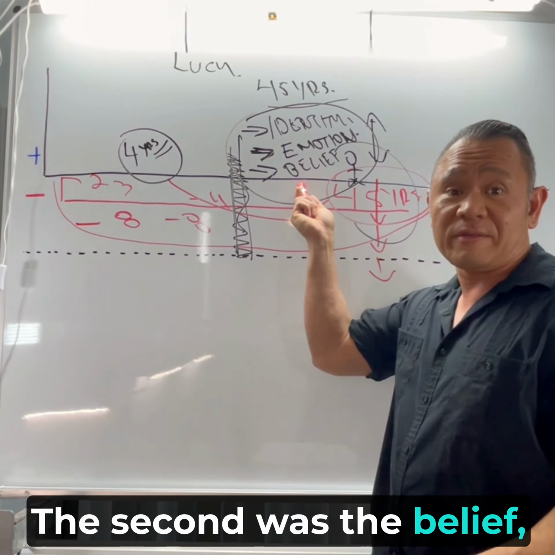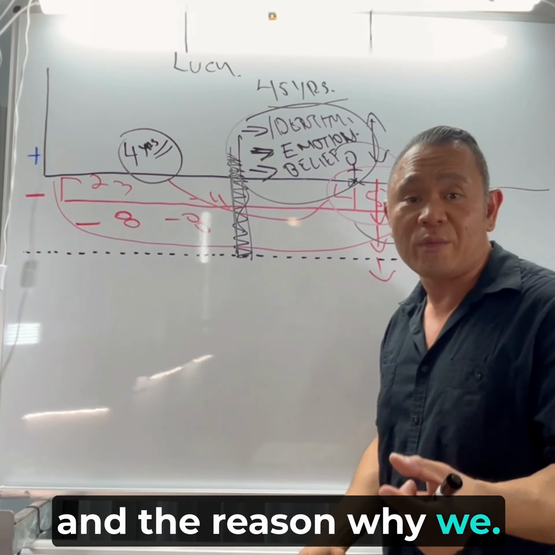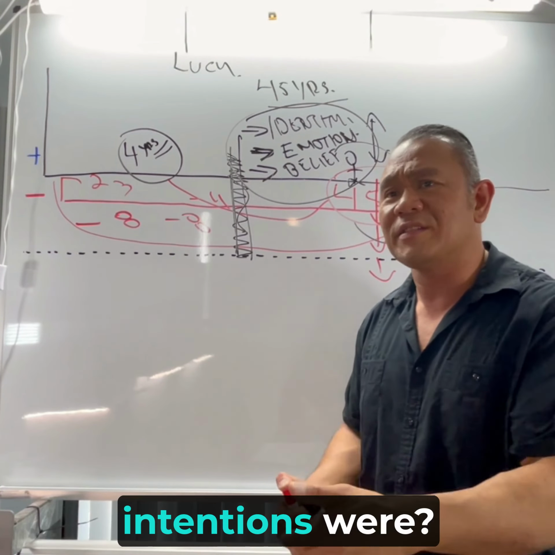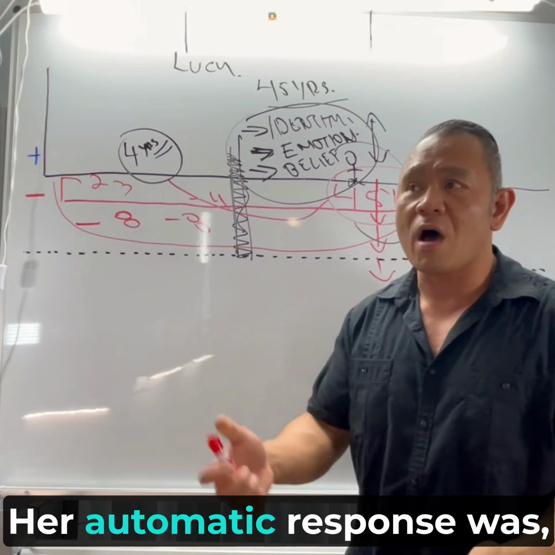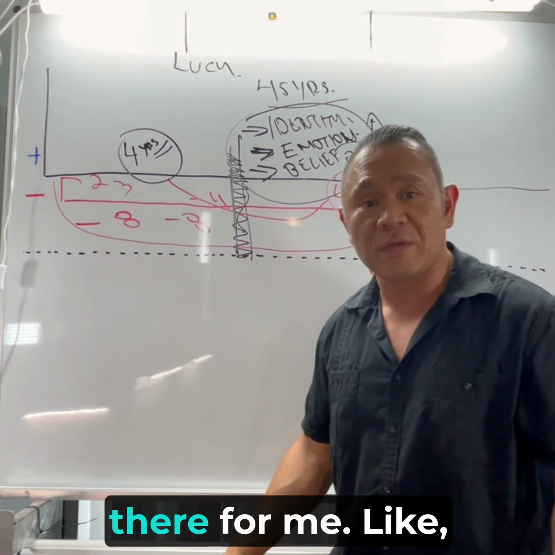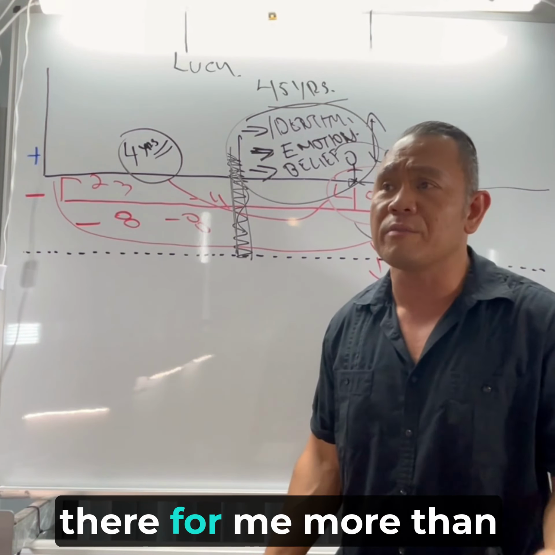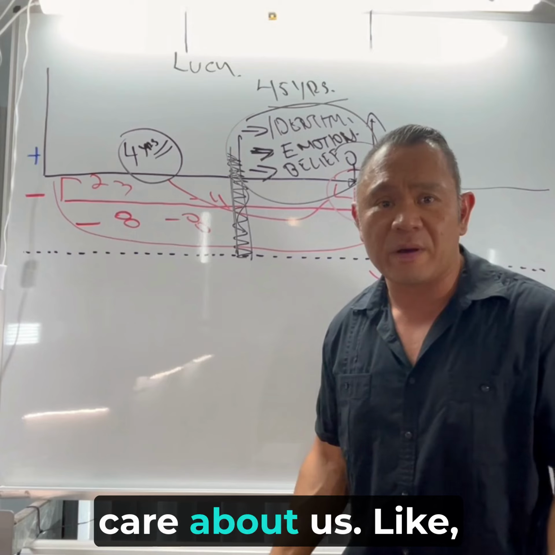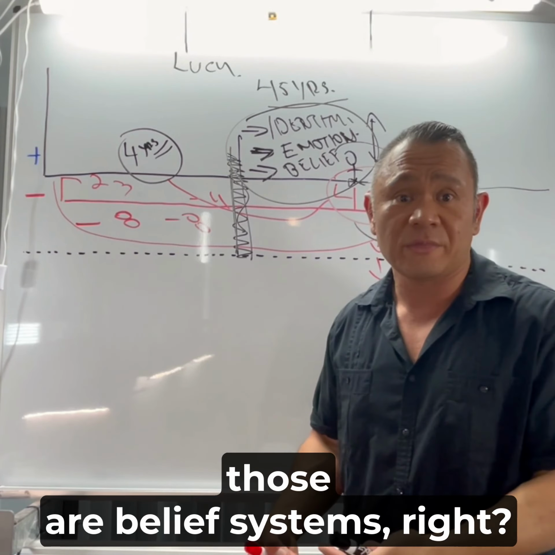The second was the belief, number 2. And the reason why we knew that was the belief is because when I asked her, okay, so what do you think their intentions were? Her automatic response was, well, I believe they weren't there for me. Like, I thought they should have been there for me more than what they did. It's almost like they didn't care about us. Like, those are belief systems, right?